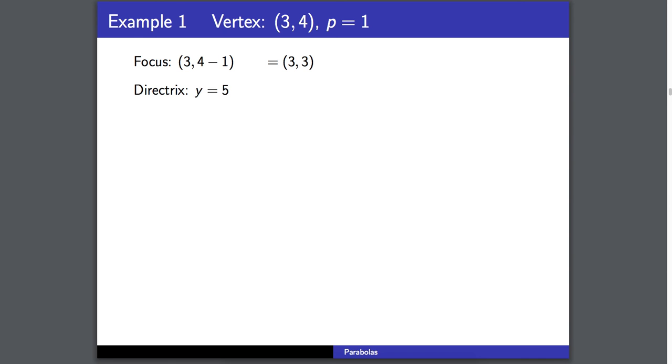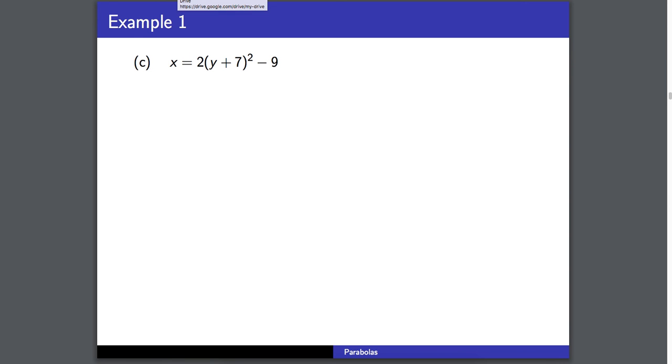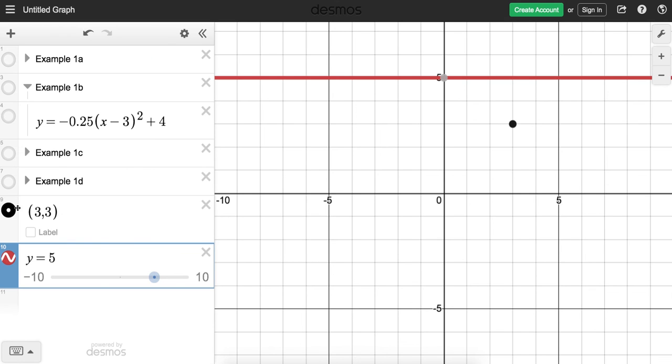Alrighty, moving on. Part C, x equals 2 times (y plus 7) squared minus 9. So here, our h and our k are switched. Our h value is negative 9, and our k value is negative 7. Now, again, we can graph this, so let's go ahead and graph it as well.